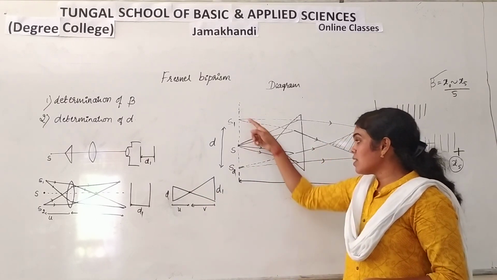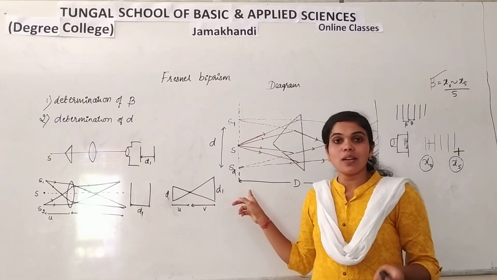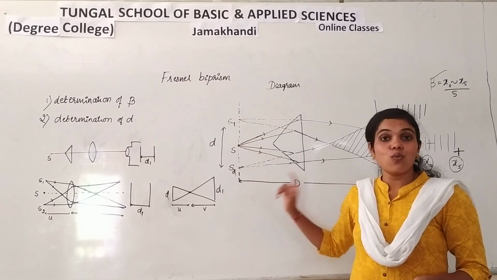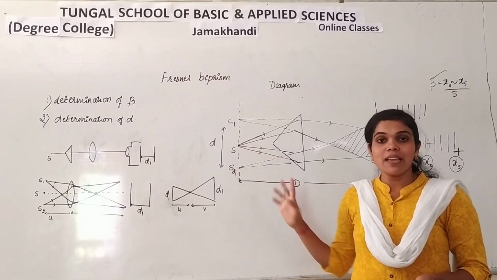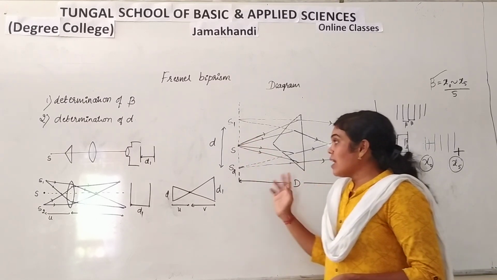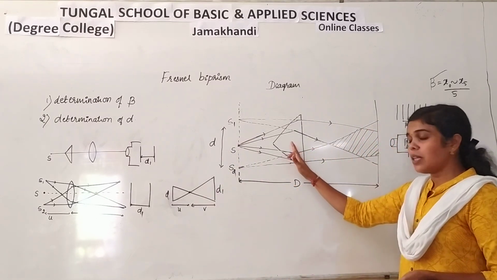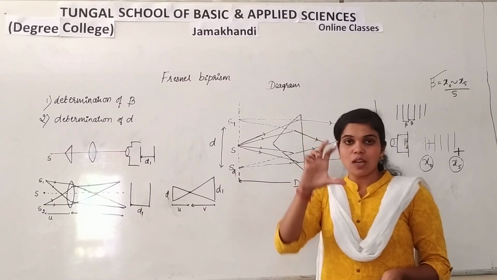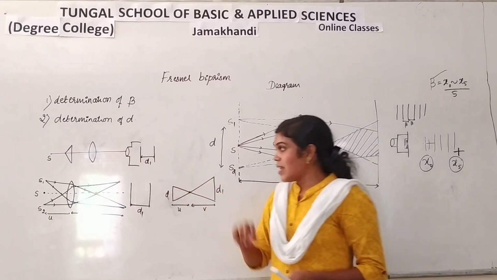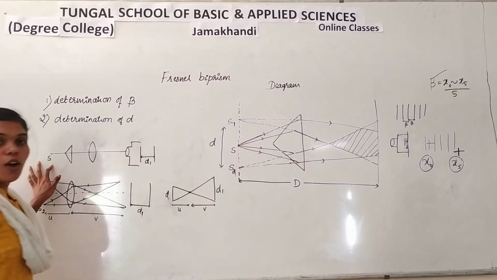But here the two sources S1 and S2 are not real. These are virtual images, so we cannot measure directly. For that, one more setup is there. After the biprism we are going to place a convex lens. Come to this diagram. Here the source will be there.